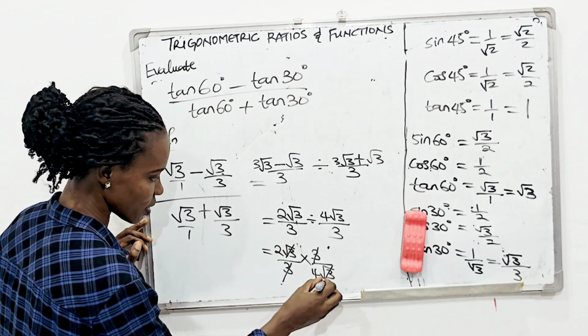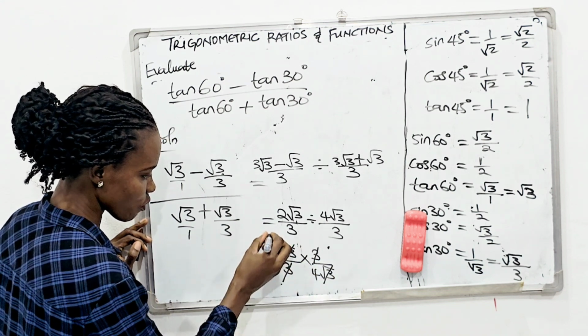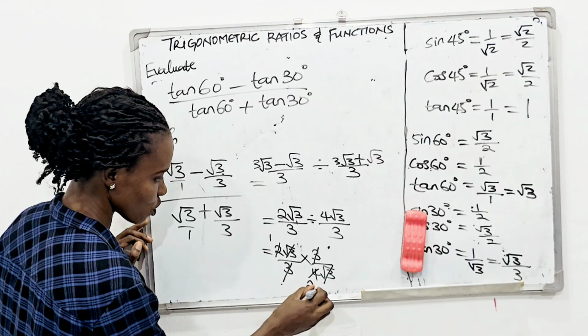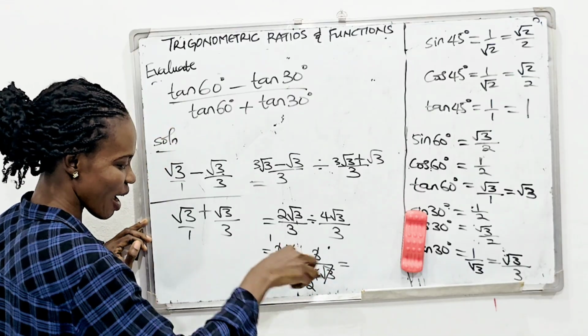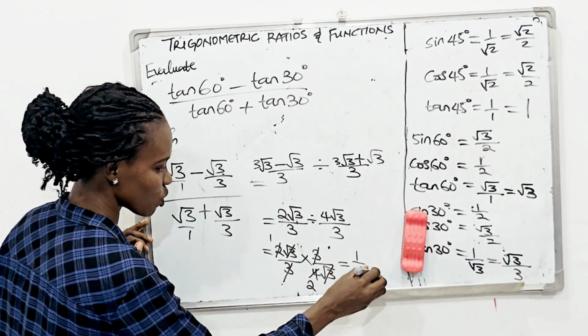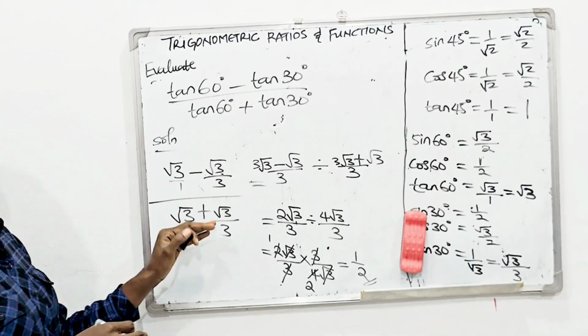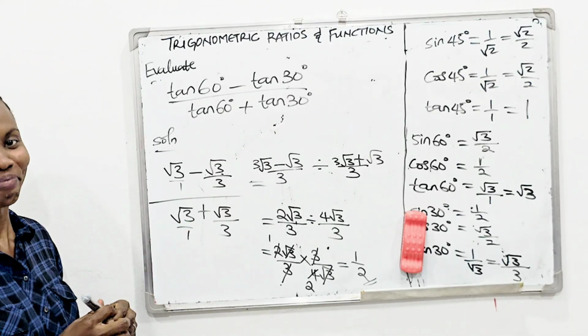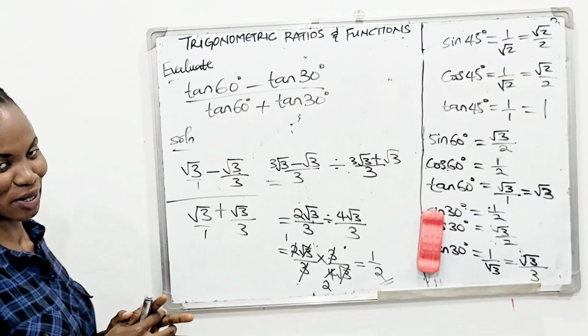This we cancel out this. 2 we divide itself, 1. 2 divided by 4 is 2. So at the end, I have 1 over 2. So that's the answer for this question. Is that clear? Good.